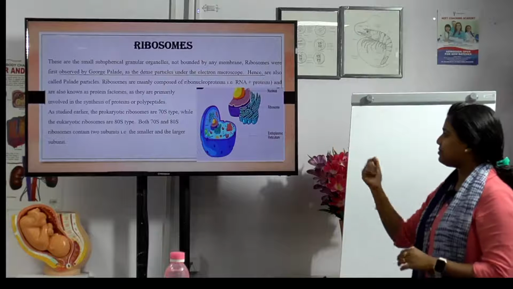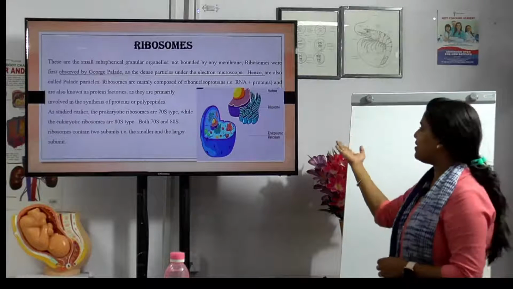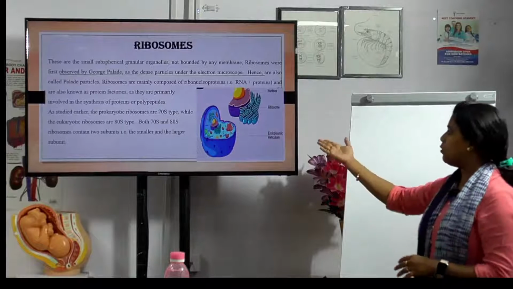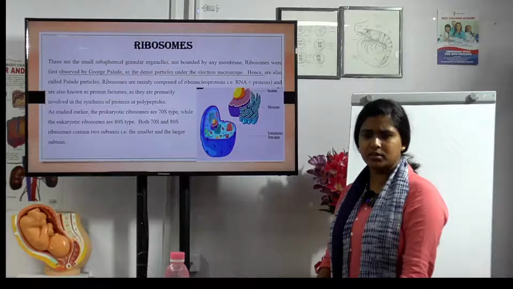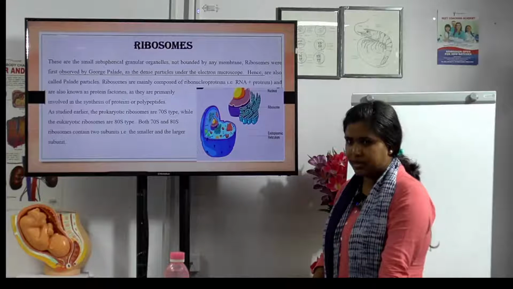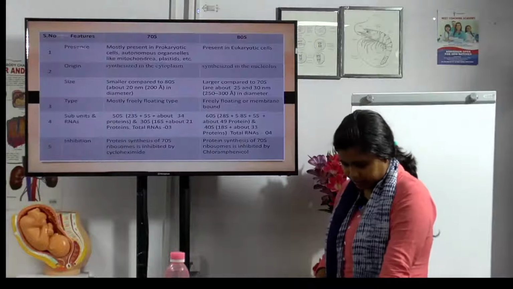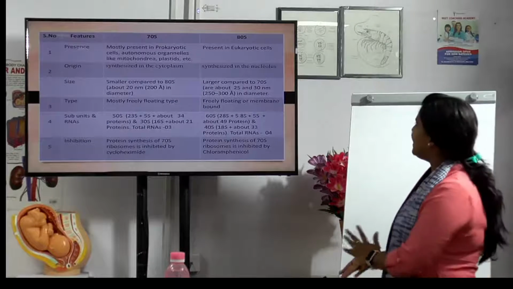Okay. And we know in prokaryotes it is 70S, whereas in eukaryotes it is 80S, and both 70S and 80S contain two subunits, that is smaller and larger. Smaller enadhu? 30. Bigger, I mean larger? Yes, okay. Now let us see some differences between 70S and 80S.